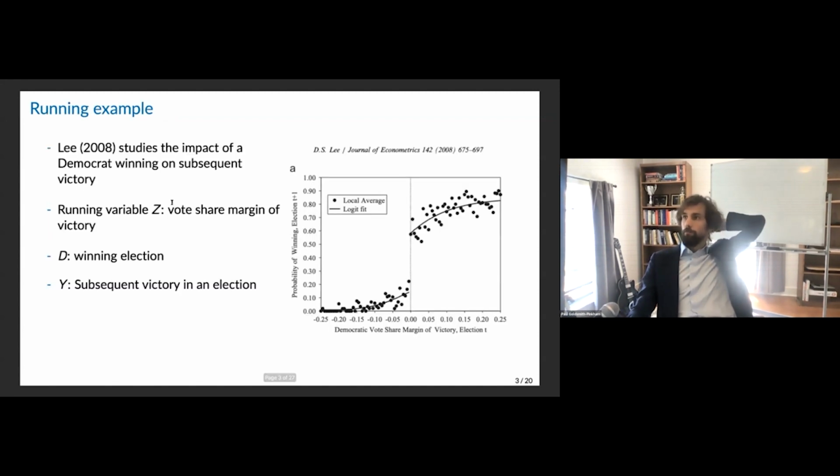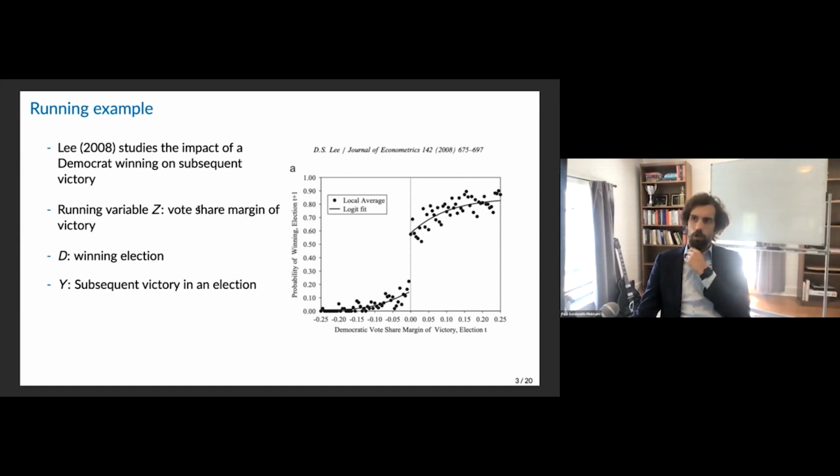So the running example we'll have through a lot of this, I'm going to be using the data from this paper, the Lee 2008 paper, basically the impact of a Democrat winning on a subsequent victory in an election. So the running variable here, as a reminder, is the vote share margin of victory. So the idea is, if you're right above what you need to win, the margin of victory, that's the running variable, this vote share. D is obviously the winning of an election. It's a sharp RD setting.